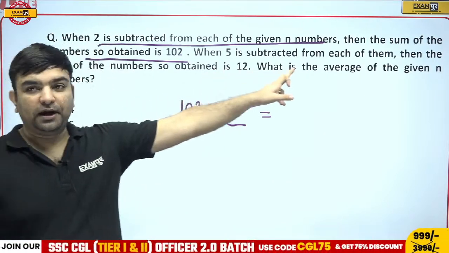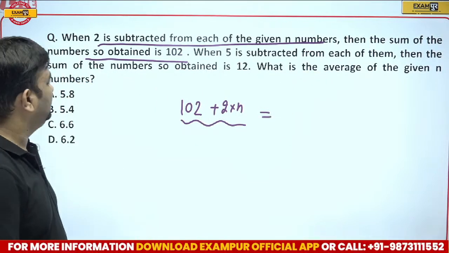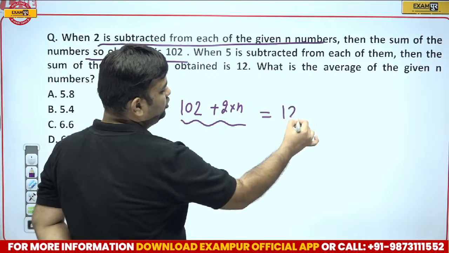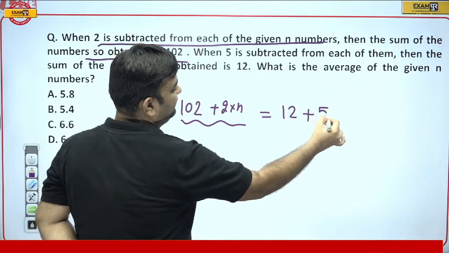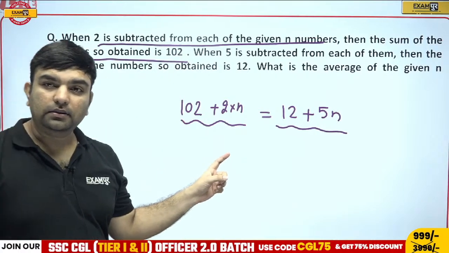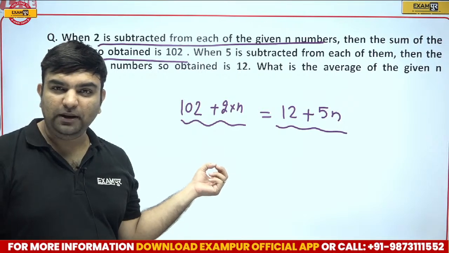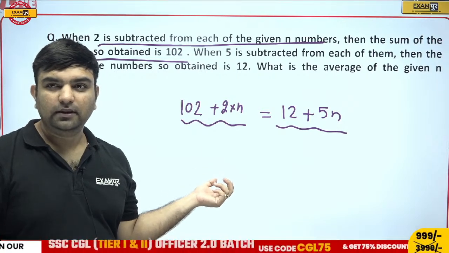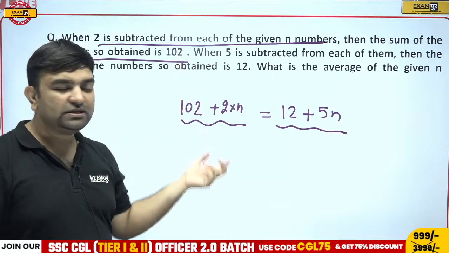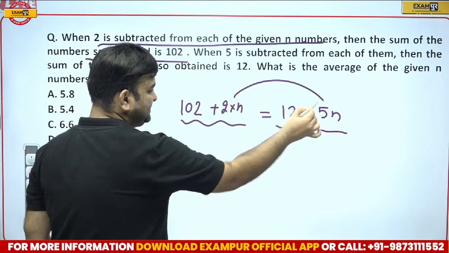When 5 is subtracted from each number, the remaining sum is 12. So the original sum would be 12 plus 5n. Should they be equal? Yes, we are talking about the same numbers.